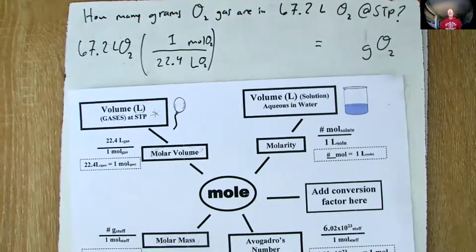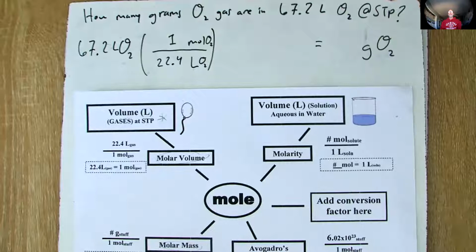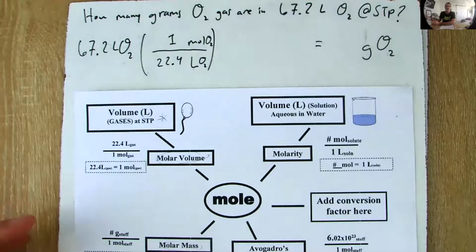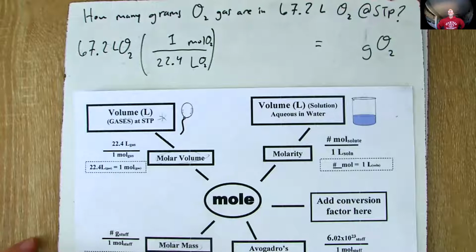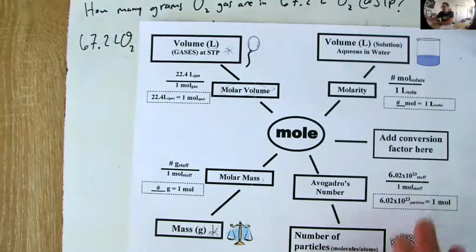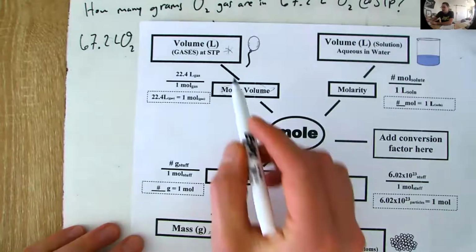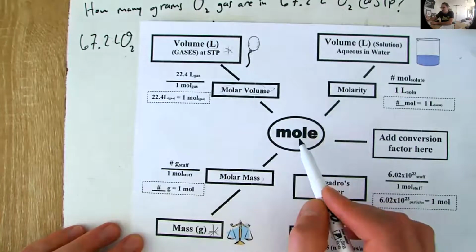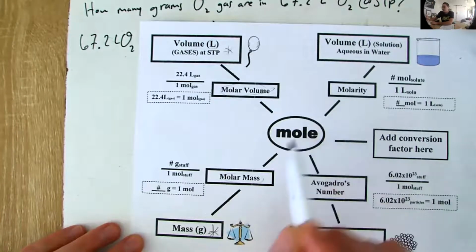Wait, are we done? We are not done. We are not done with this problem. Why not? Because this is a two-street conversion factor, and that means we need to use two conversion factors. Where are we trying to go? We're trying to get to mass right here. We converted from volume to moles, and now we want to convert from moles into mass.